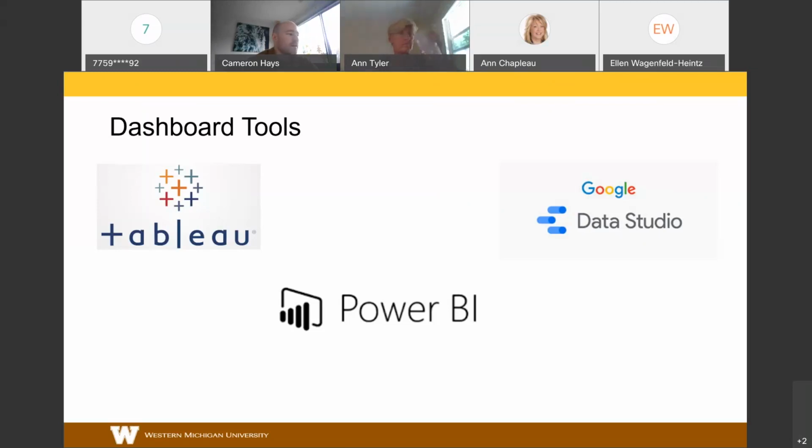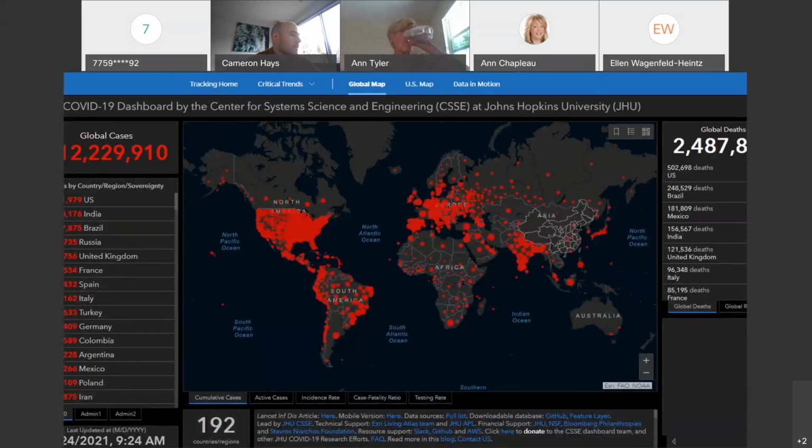So here's another piece of data visualization. You may have seen the COVID tracking dashboard from Johns Hopkins University. And every state and local government has developed some form of this. So this one was actually developed in ArcGIS, which shows the power and flexibility of the program, but most of them were created in Tableau or some of these other software.